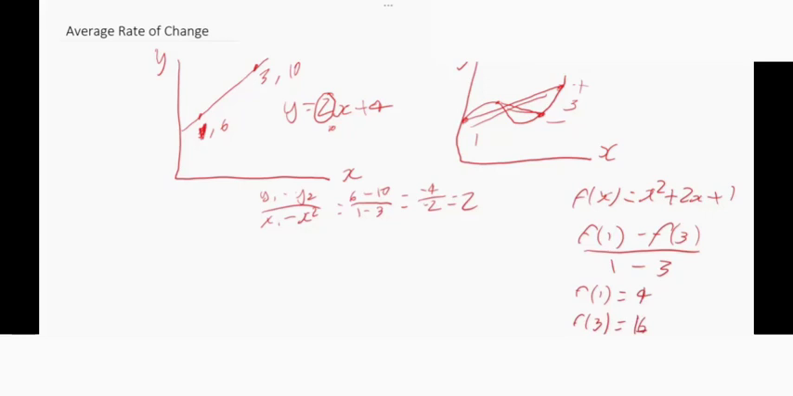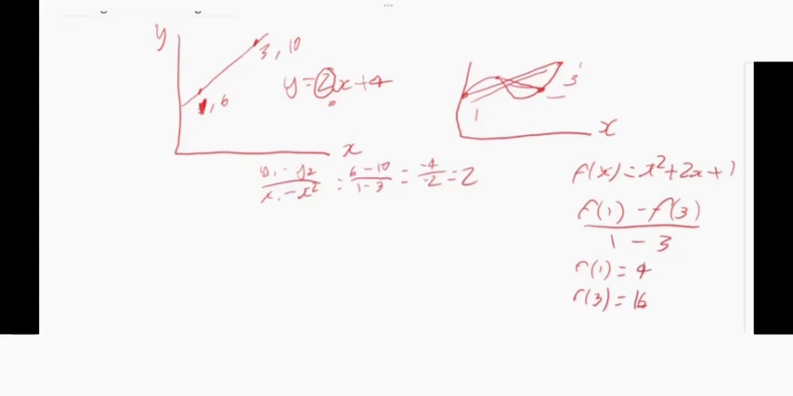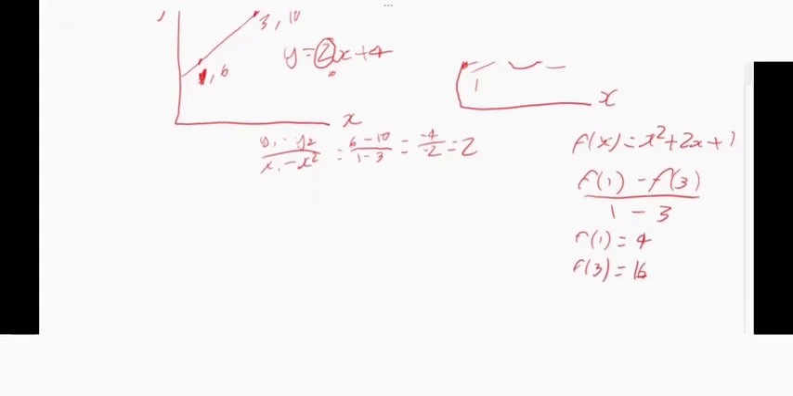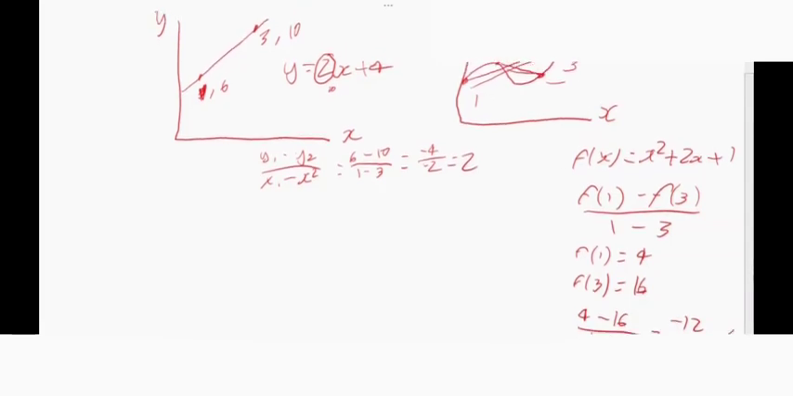So if we've got our equation, let's scroll down here, and these are f's, not r's or anything. So then that gives us the equation 4 minus 16 on 1 minus 3, which gives us negative 12 on negative 2, which is 6. So the average rate of change between point 1 and point 3 is 6. So yeah, that's how you calculate your average rate of change between 2 points.